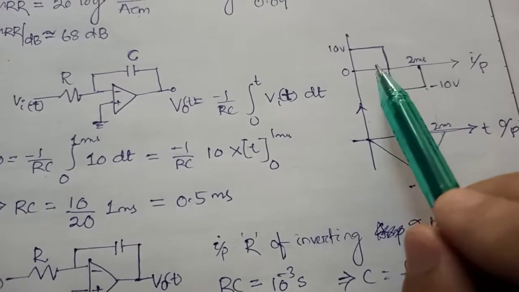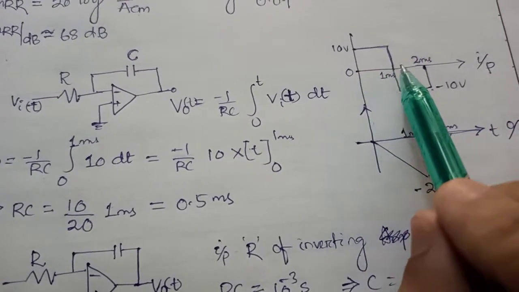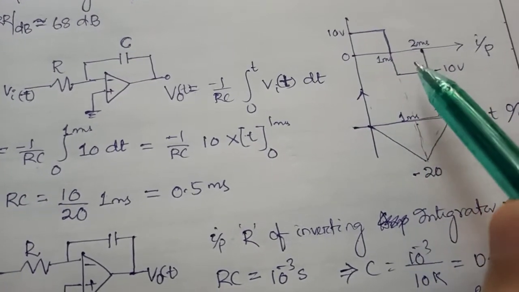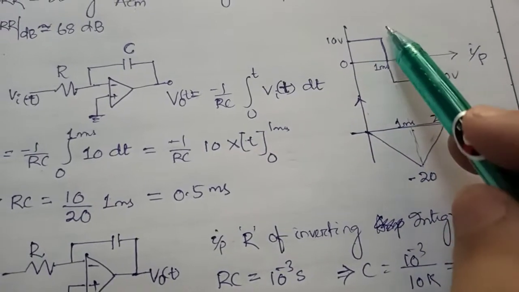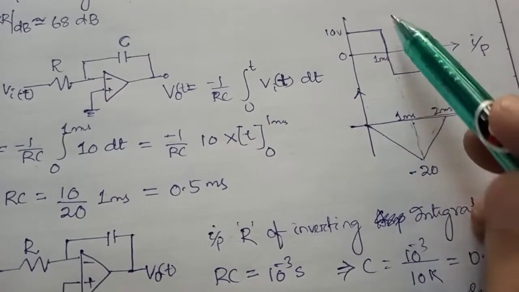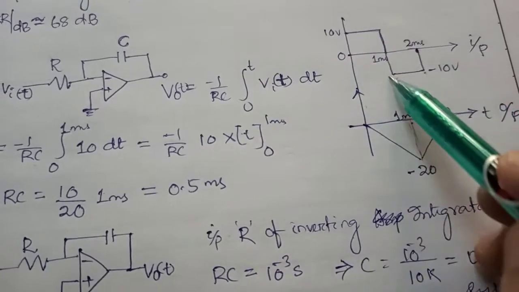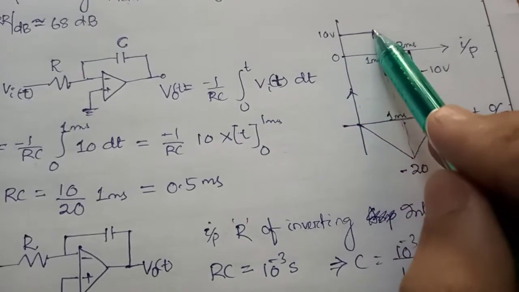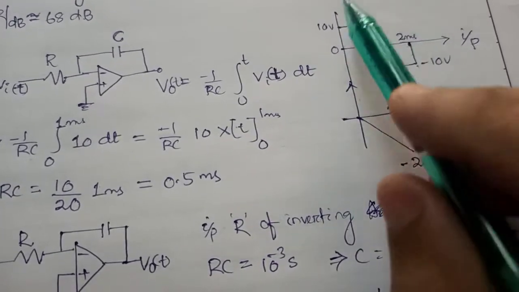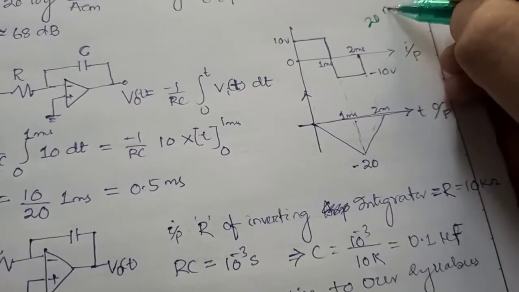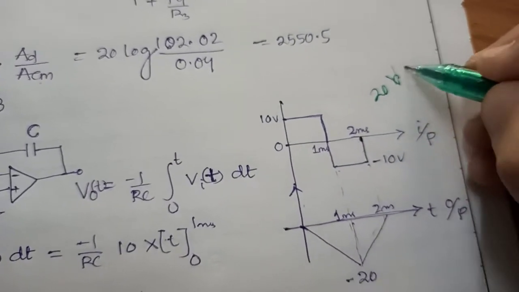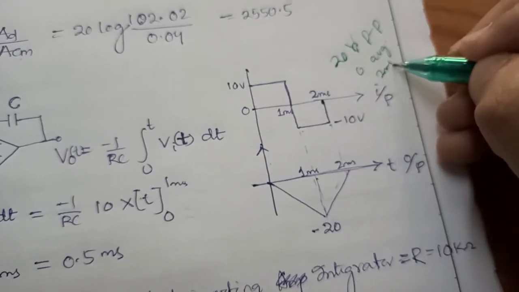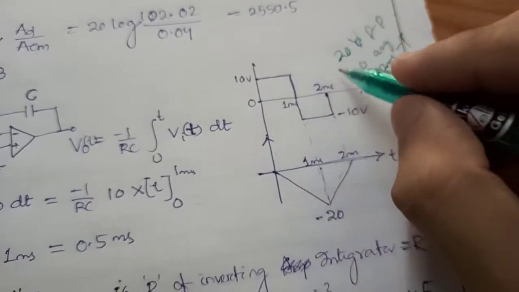And 0 average means my A naught value, that is the 0 average. It means whatever the value that is in the upper part, the same amplitude will be in the lower part. So since this is top to bottom 20 volt peak to peak, this is 10 volt, this is 10 volt, and this is the 0 average, and it is given the time period is 2 millisecond, and it is a square wave. So if you include all those points, 20 volt peak to peak, 0 average and 2 millisecond time period, then you will get a waveform like this.